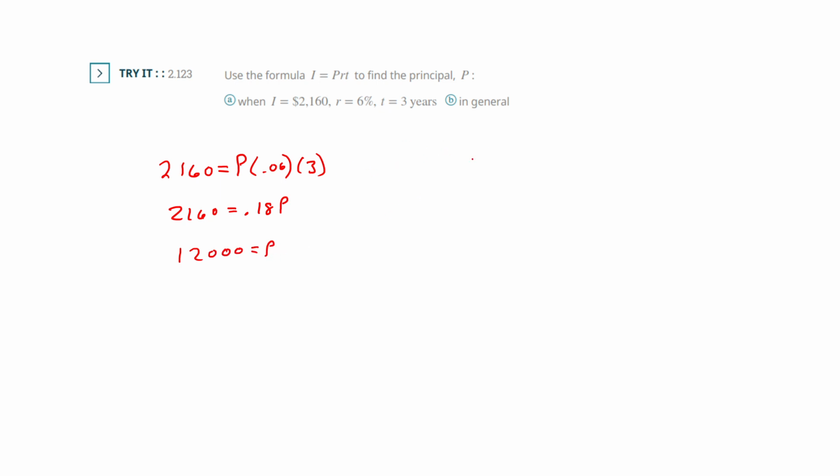All right, nothing really changes. We already did this one in general, but I'll do it again. I move it to the back. I'm going to divide both sides by that. I'm going to get I over RT equals P.